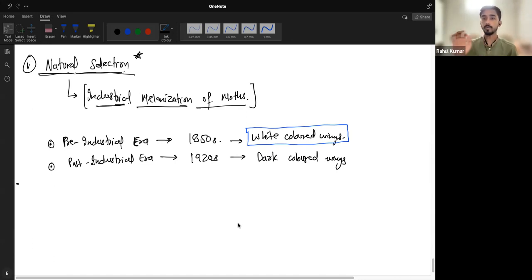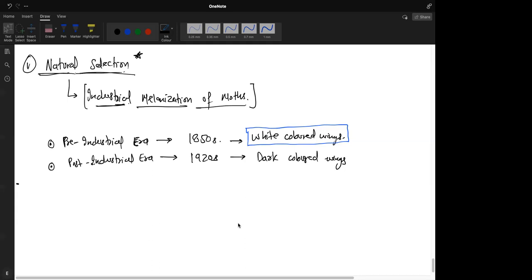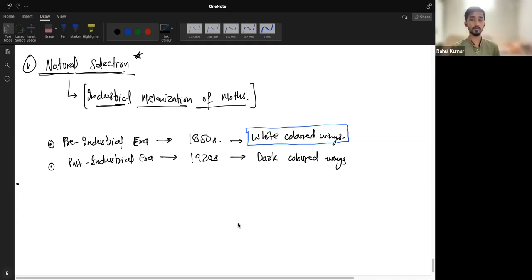In the bracket, write down post-industrialization, where a higher proportion of dark winged moths, or dark colored moths, was found.